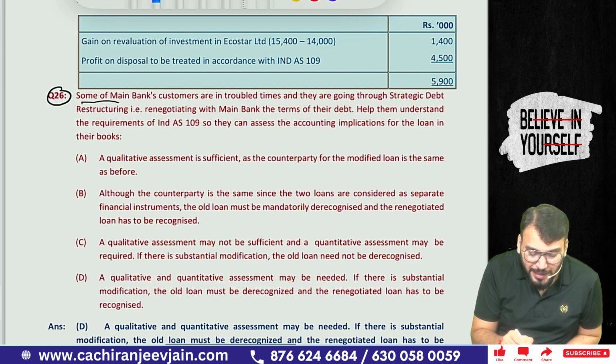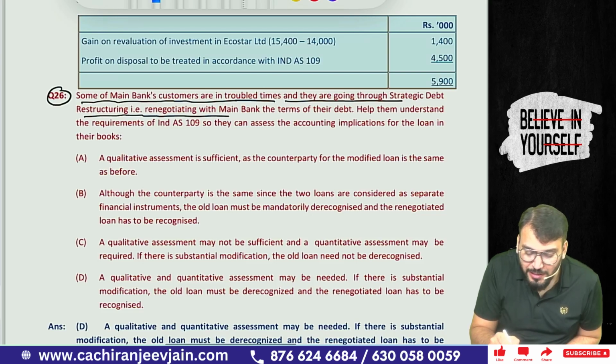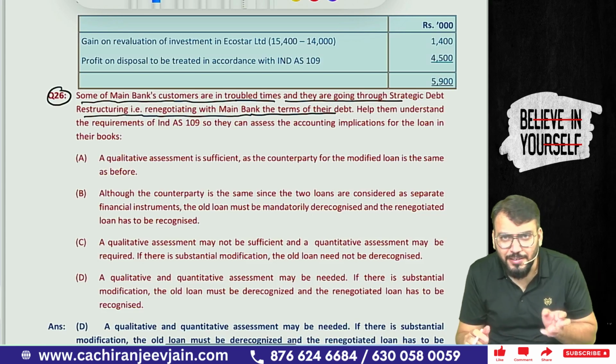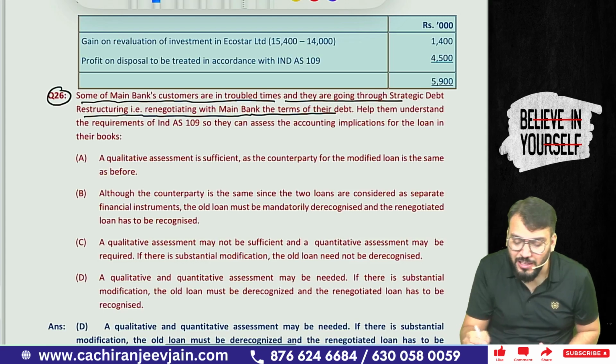Question 26. Some of the main bank's customers are in trouble and they are going through strategic debt restructuring, that is, renegotiating with the main bank the terms of the debt. Can I say it is nothing but modification of financial liability.